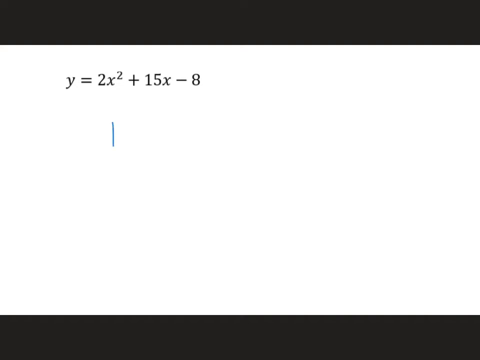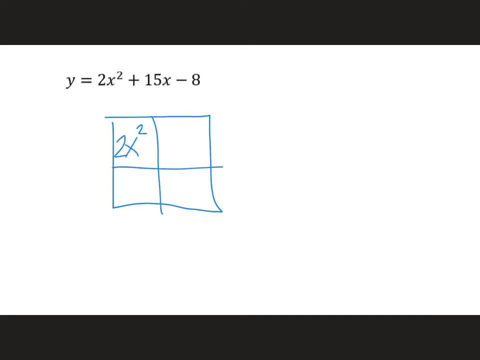To start with, I would go ahead in my box and place 2x squared and negative 8. Then I need to find the product of those two values. So 2x squared times negative 8 would be negative 16x squared. That means the product of the other two terms would also need to be negative 16x squared. So if I think of negative 16x squared, I could think of factors of that value.